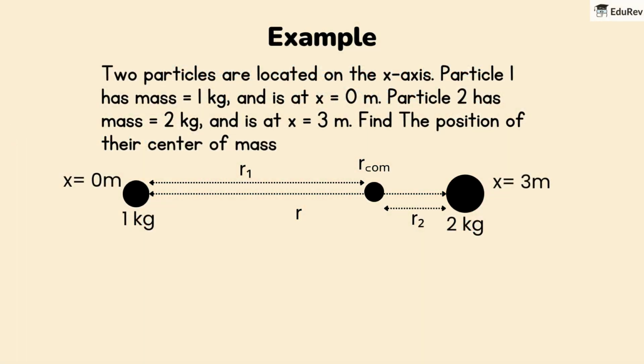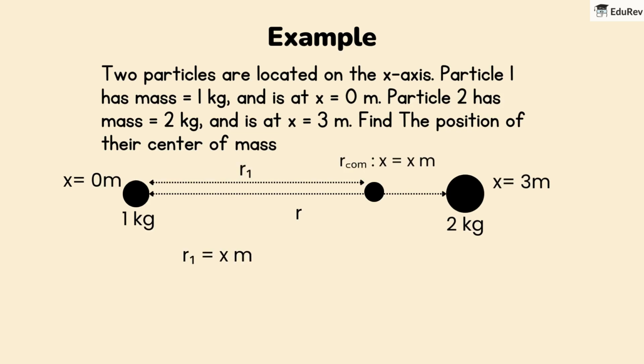Given two particles are located on the x-axis. Particle 1 has mass equal to 1 kilogram and is at x is equal to 0 meters. Particle 2 has mass equal to 2 kg and is at x is equal to 3 meters. Find the position of their center of mass. Solution. Since both particles lie on the x-axis, the center of mass will also be on the x-axis. Let the center of mass be located at x is equal to x.